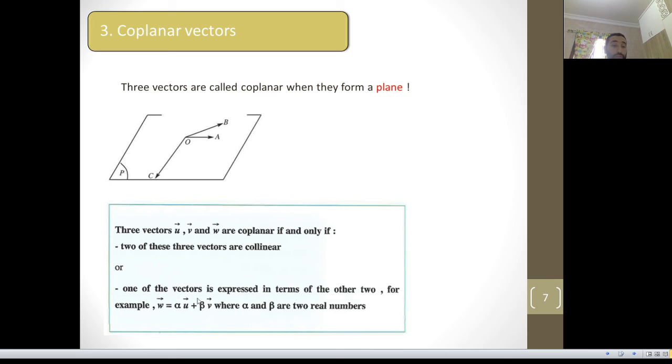Or one of the vectors is expressed in terms of the other two. How? For example, you have u, v and w. We write that w equal alpha u plus beta v, where alpha and beta are two real numbers. Done. For example 2 and 3, which we will take later by calculation. w equal 2u plus 3v, then these three vectors are coplanar.